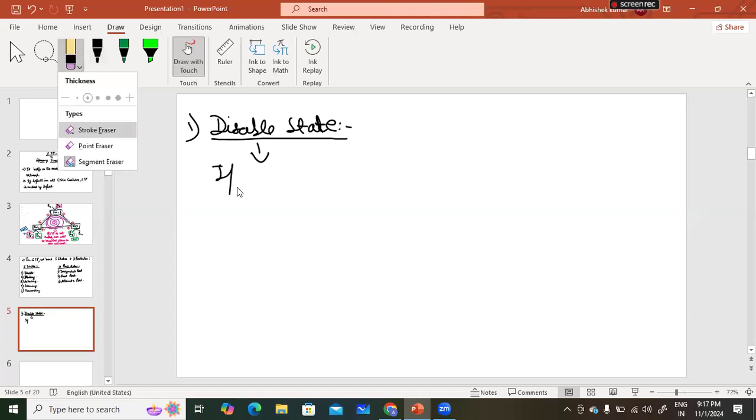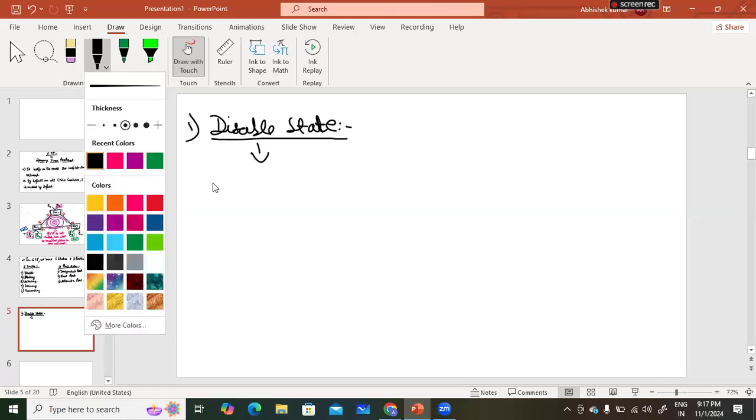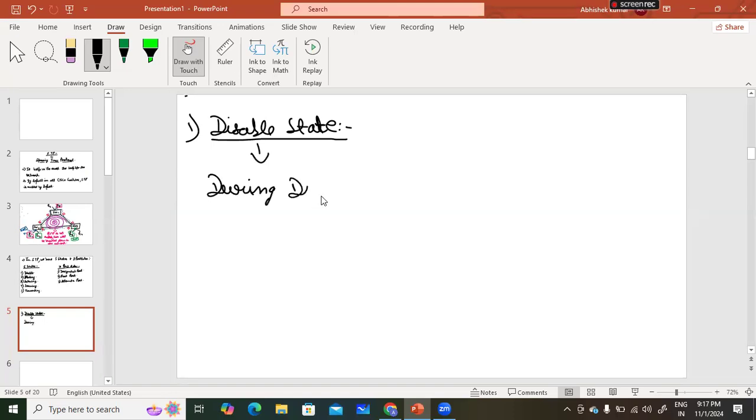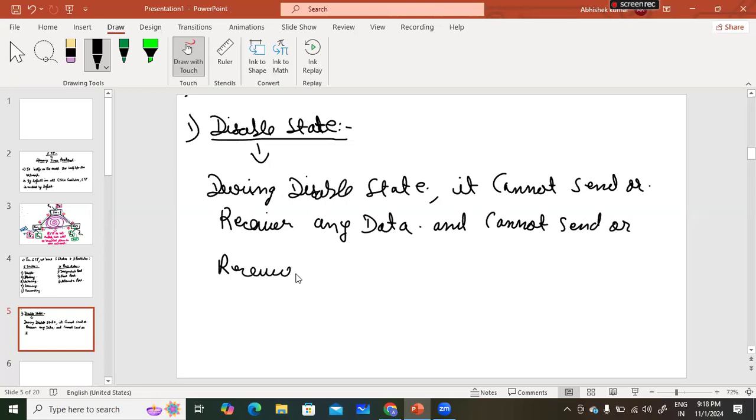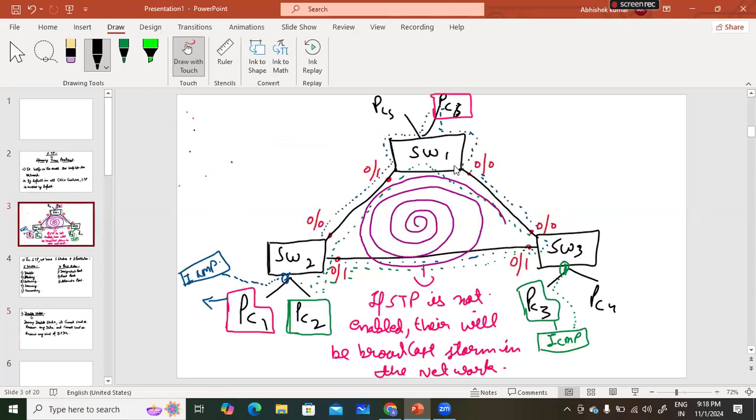Just make sure that during the disabled state, it cannot send or receive any data and cannot send or receive any kind of BPDU.